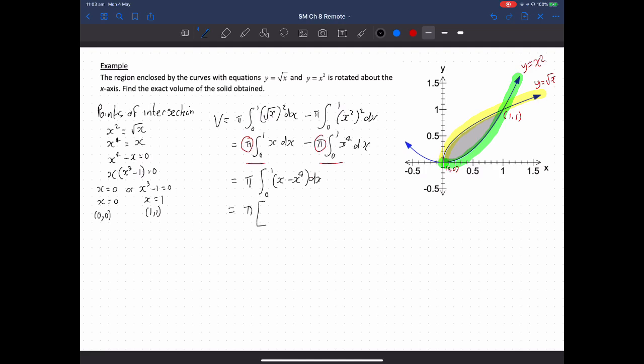Now we're going to anti-differentiate. The antiderivative of x is x squared on 2 minus the antiderivative of x to the power of 4, which is x to the power of 5 on 5, between 0 and 1. Substituting in, I get pi times 1/2 minus 1/5, minus, substituting in the 0, it all comes to 0. That gives me 3 pi on 10 cubic units.